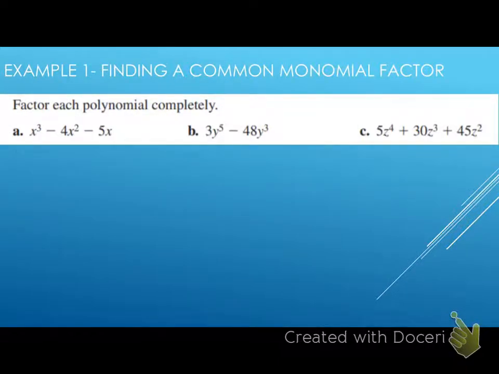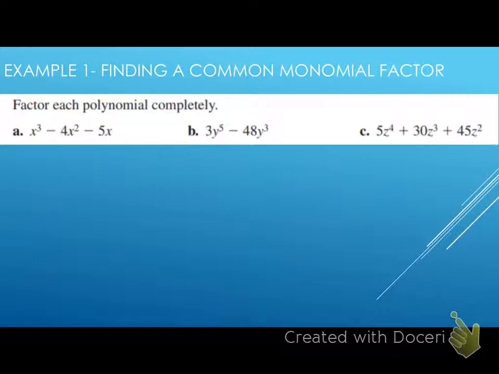Okay. Factor each polynomial completely. So like I said, these are going to have degrees that are greater than 2. So for letter A, we have x to the third minus 4x squared minus 5x. Does anyone have any ideas what I might need to do just right off the bat, before I start explaining?